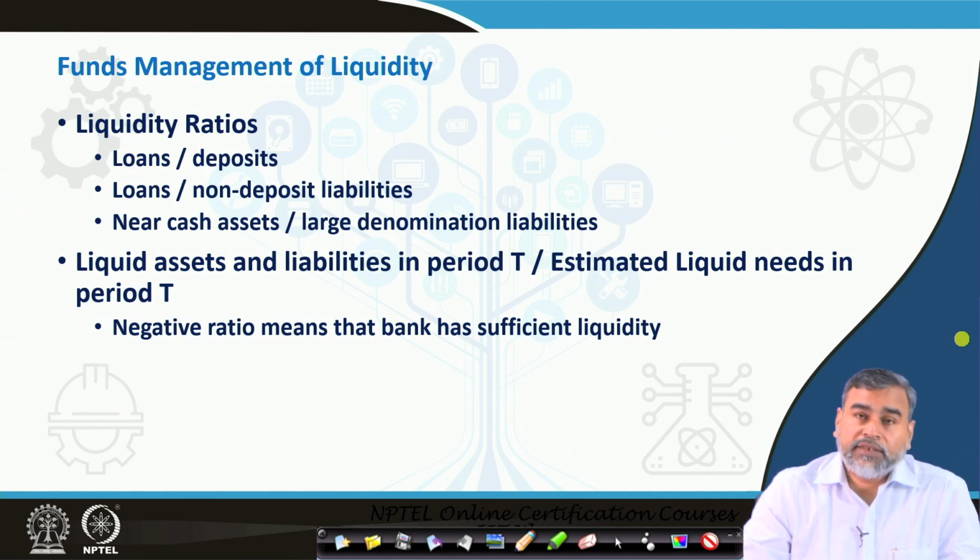So, the liquid position of the bank is stable or stronger. In that context the bank is free to utilize its funds in various activities for maximizing profitability. So, this is another ratio which commercial banks can use for managing their liquidity positions in the respective banks.